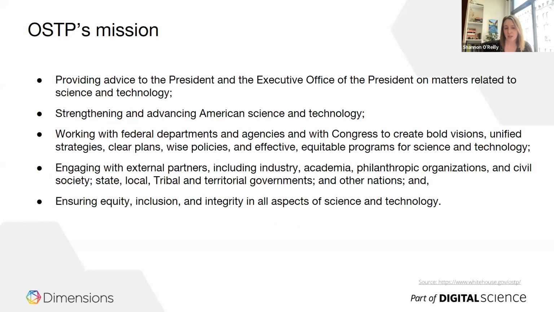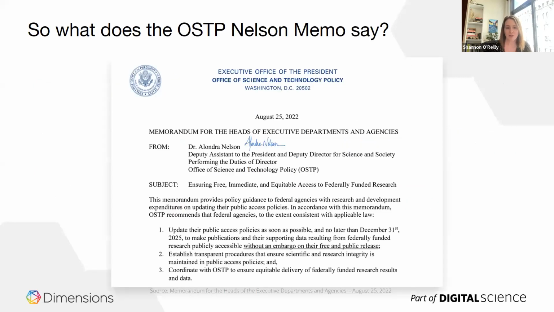It's worth noting the OSTP's mission, as much of it will serve as a backbone for the 2013 Holdren memo and the 2022 Nelson memo. Parts of the OSTP mission that are particularly relevant are strengthening and advancing of American science and technology, the creation of bold visions, unified strategies and equitable programs, the engagement of external partners, both government and academic, and the assurance of equity, inclusion, and integrity in all aspects of science and technology. These are some lofty goals, and which brings us to the present, the 2022 OSTP Nelson memo.